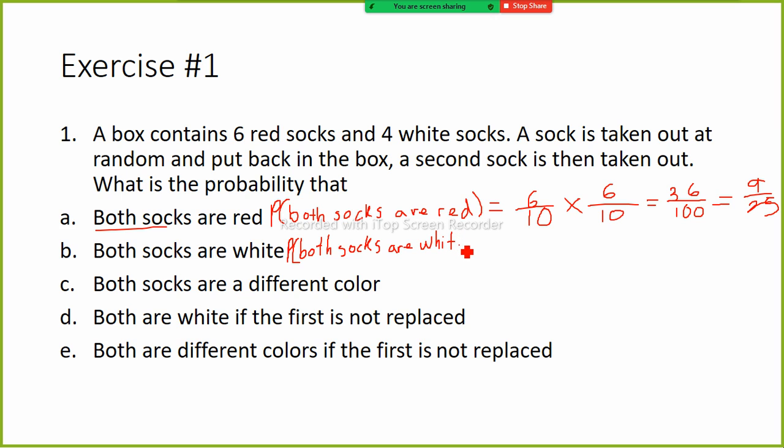Help me to do B. What's the probability that both socks are white? 4/10. Okay, 4/10. That's it? Times 4/10. Okay. And what's the result gonna be? 16/100. And if you simplify it, it'll be what? Four over 25. Very good. 4/25.